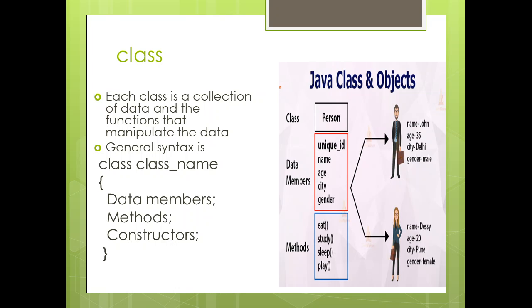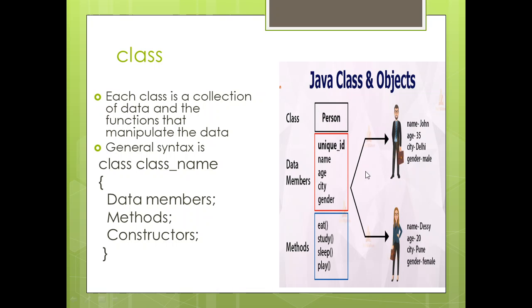Thus, we can state that each and every object is represented using the data fields, which are the data members, and the behavior of the object is set by the methods. This class template can be shown like this. If we consider the class name as person, each person can have a unique ID, name, age, city, gender, etc., but they can differ in eating habits, studies, sleep, play, etc. So in this way we can judge each and every person.